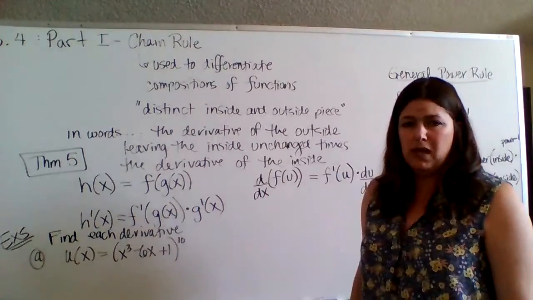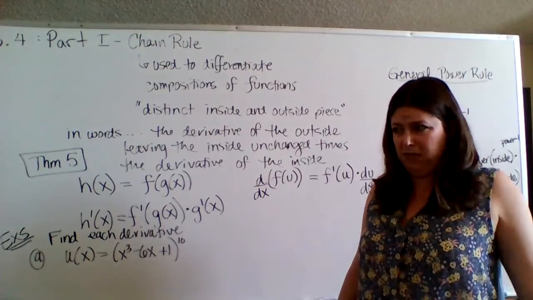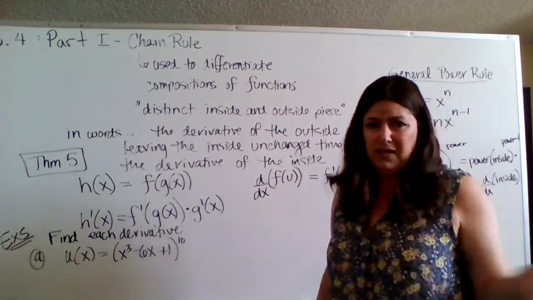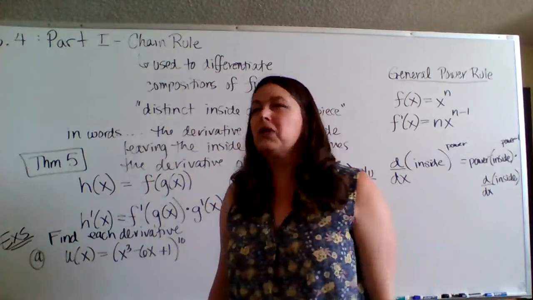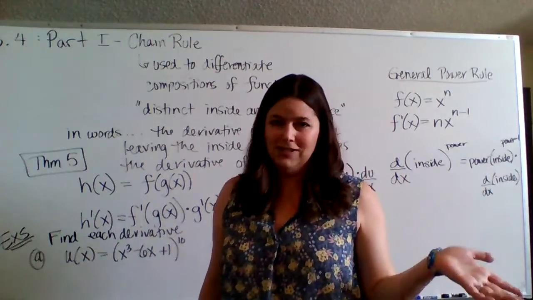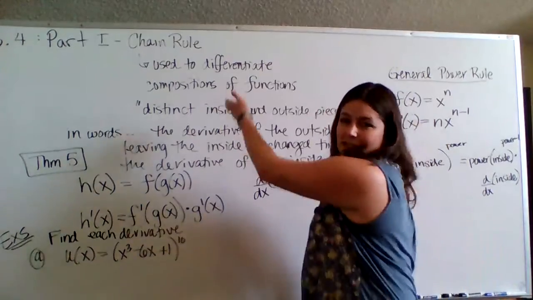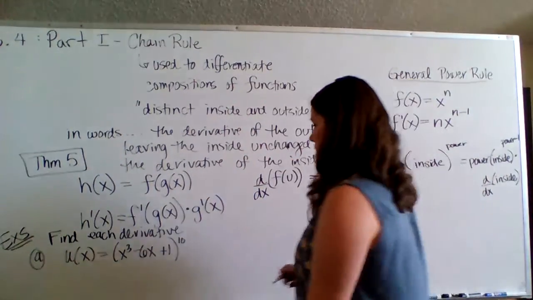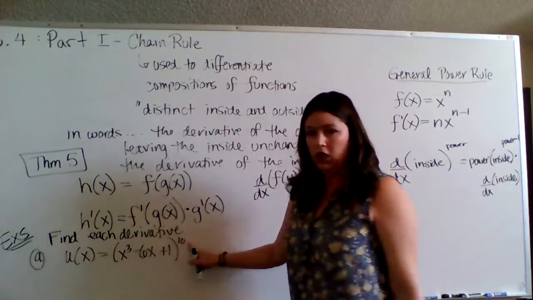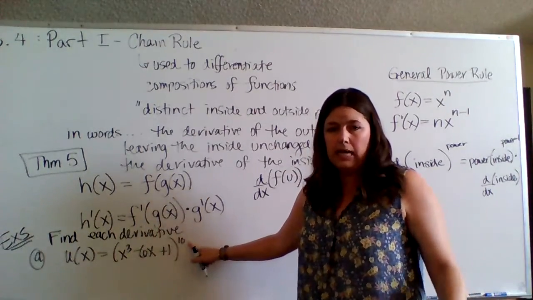And then a lot of kids will say, oh my gosh, are we supposed to write that out 10 times and multiply it all by itself 10 times in a row? So then it's individual pieces and then you can take the derivative? Well, no, that doesn't seem very efficient, which is why we have the chain rule. So do you guys see that this is a whole something to a power? And we have this distinct inside and outside piece.